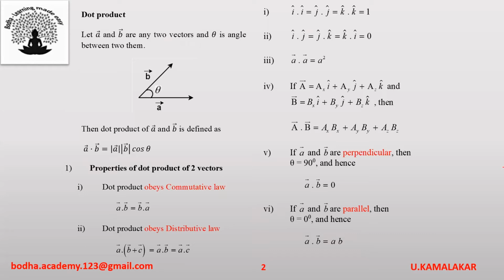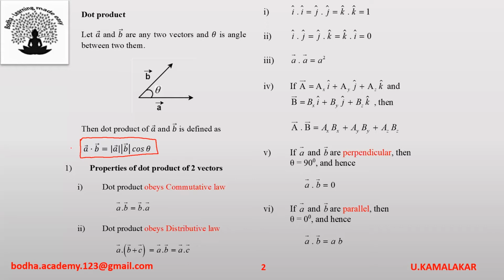Let a bar and b bar be any two vectors and theta be the angle between them. Then the dot product of a bar and b bar is defined as a bar dot b bar is equal to mod a bar into mod b bar into cos theta. Properties of dot product of two vectors.